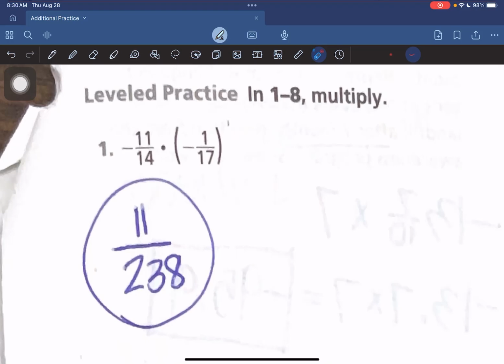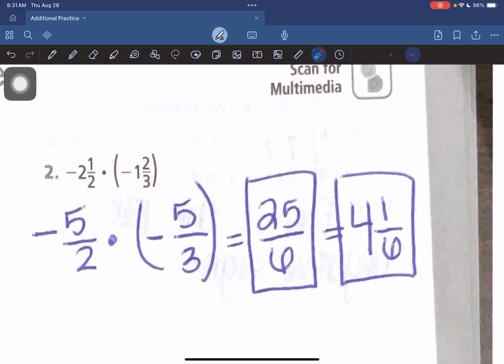138, and they have no common factors, so that problem is finished. Number 2, we have negative 2 1/2 times negative 1 2/3. The first thing we do is we go around, we multiply, then add, and put it back over the denominator. So negative 2 1/2 is the same thing as saying negative 5/2.